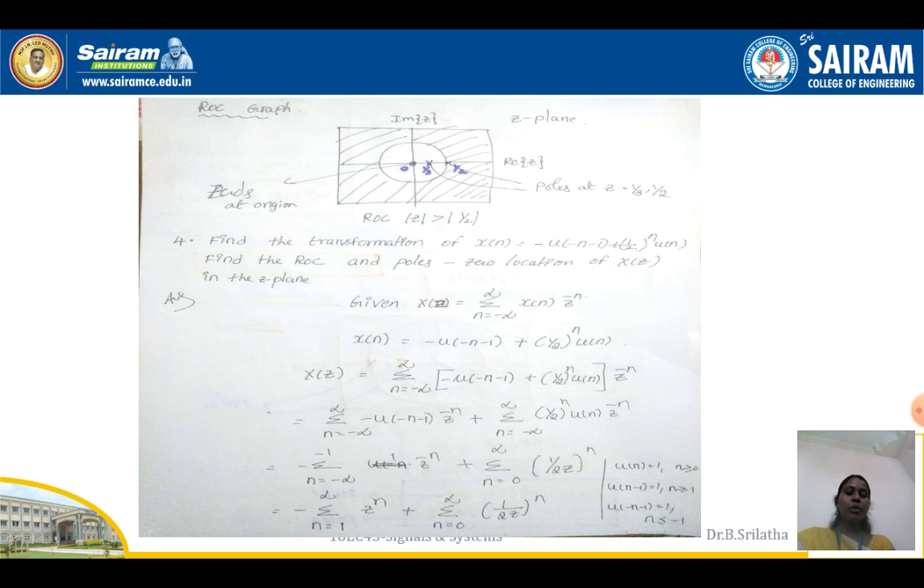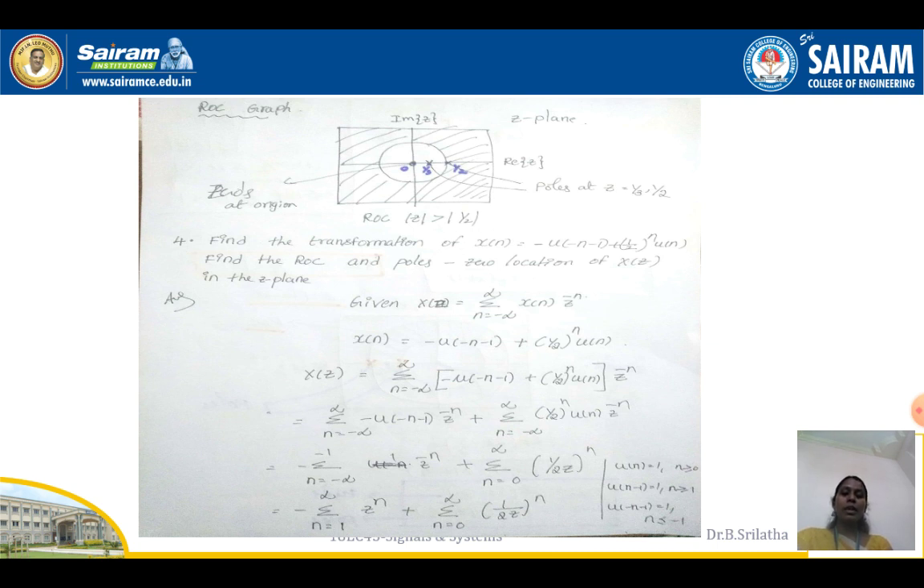Next, how do we get u of n minus 1? By shifting u of n one step to the right side. So u of n minus 1 is 1 for n greater than or equal to 1. Next, u of minus n minus 1: the positive side from 1 to infinity becomes the left side, from minus 1 to minus infinity, by using the reflecting property. So u of minus n minus 1 is 1 for n less than or equal to minus 1.